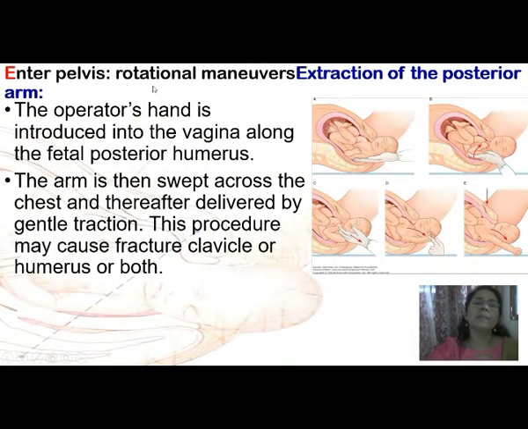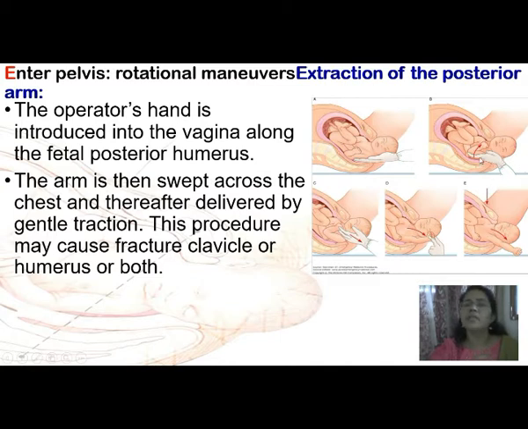Next is the internal pelvic rotation maneuver, extraction of the posterior arm. We have to introduce the hand inside, and we already explained how to rotate from the anteroposterior diameter to the oblique diameter. The bisacromial diameter is changed from anteroposterior diameter to the oblique diameter. Then the operator's hand is introduced in the vagina along the fetal posterior humerus.